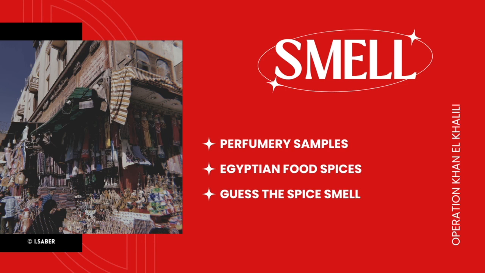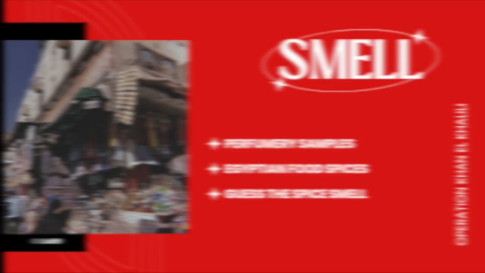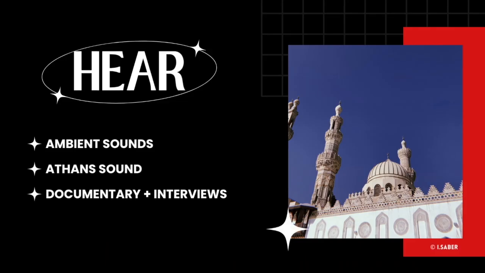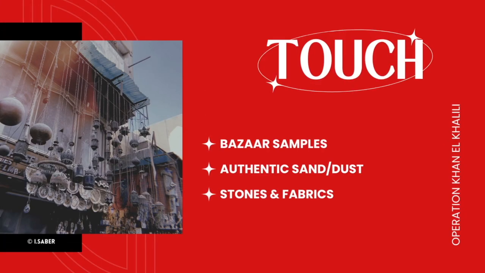For the smell part, I'm aiming to bring in perfumery samples and Egyptian food spices, where you could have a game to guess the spice. For the hearing part, I will probably need to learn more about sound design, because I want to create a mix of the ambient sounds found in the place, in addition to a station dedicated to Adhan sounds. Lastly, for touch, I'm aiming to bring in bazaar samples, authentic sand and dust, stones, and fabrics.